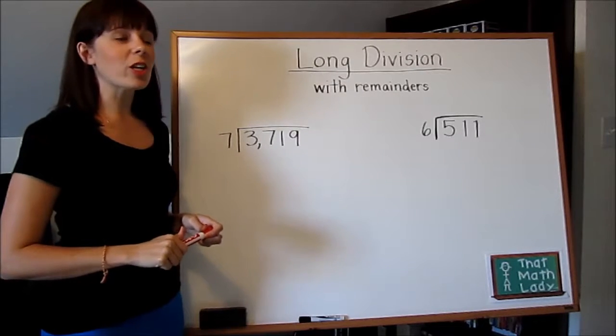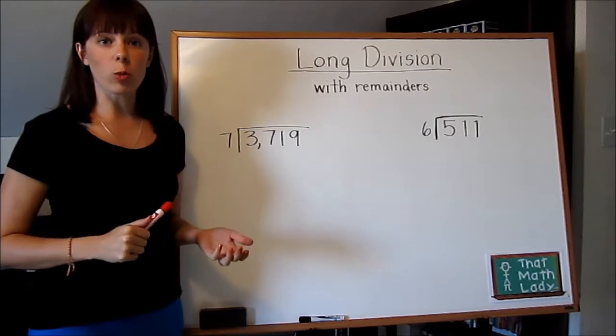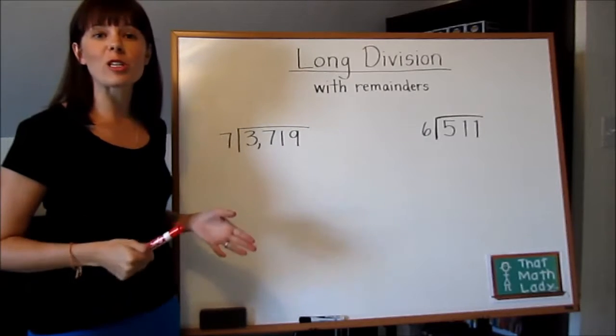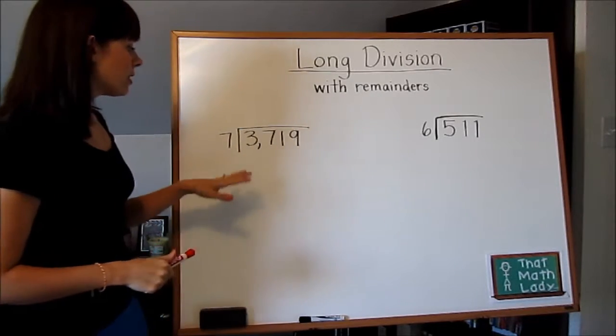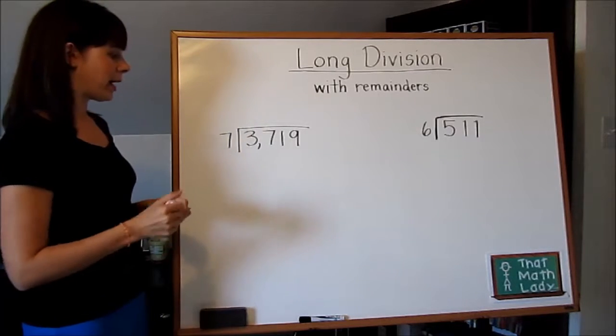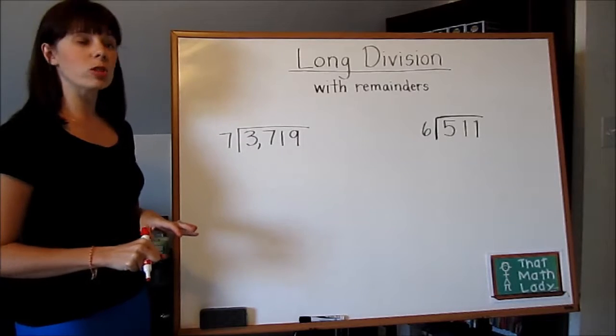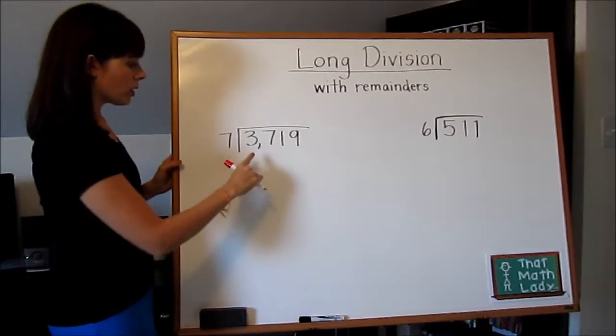In this video, we're going to talk about long division with remainders, and I'm also going to show you how to check your work after you're done dividing to make sure that you've divided correctly. In this example, we have 3,719 divided by 7, and I'm going to use the vertical bring down method to divide these numbers.